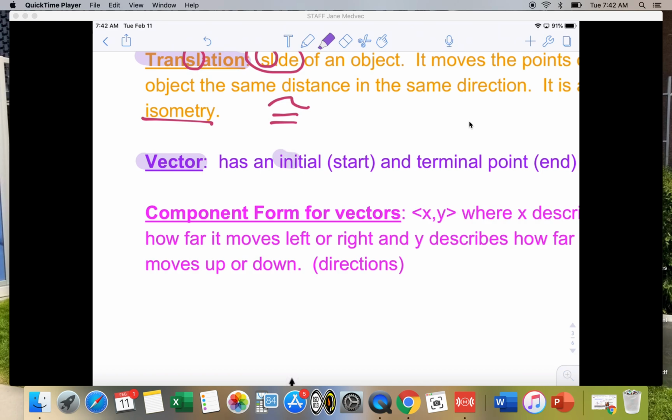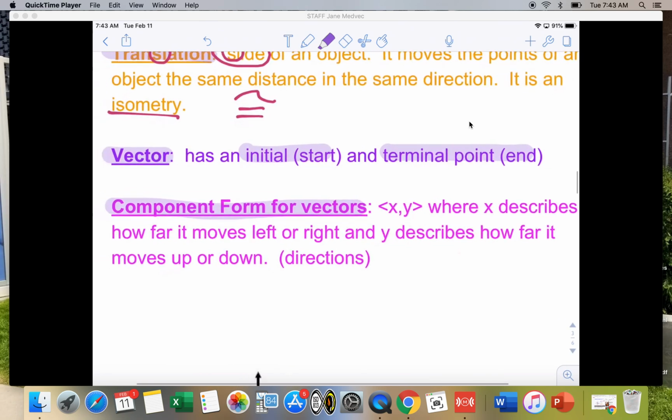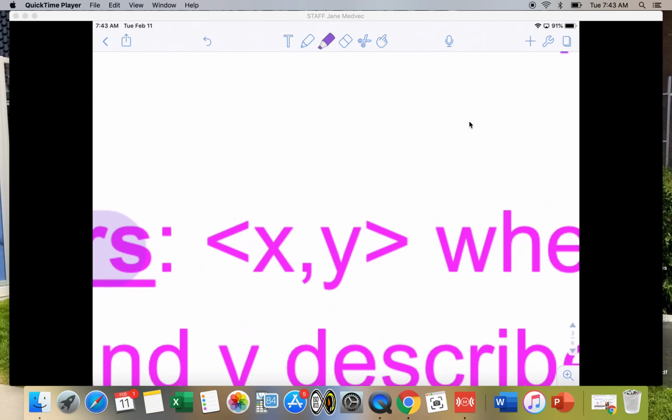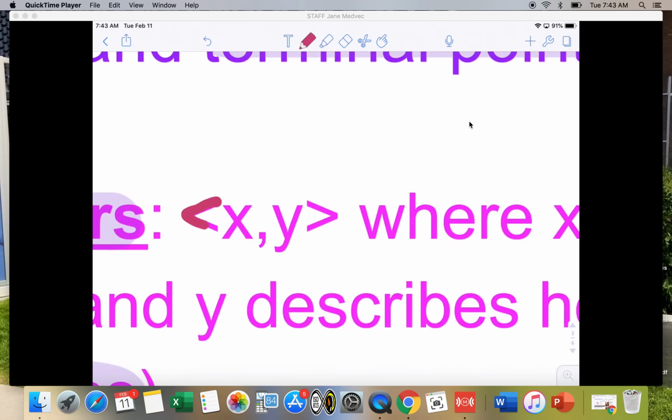Another vocabulary word that you're going to learn is vector. It has an initial start and a terminal point, which is the end. You'll see that more as we get going. It just tells you where to move your objects. And then component form for vectors is where x describes how far to move left or right and y describes how far to move up or down. The main idea is that it's the directions of how to move this point. You're going to notice with these, they're a little bit different in that you've got these little symbols that look like little carets, and a comma in between.